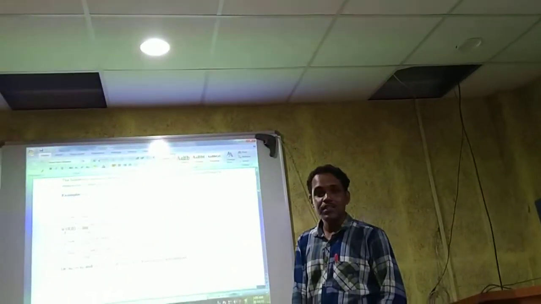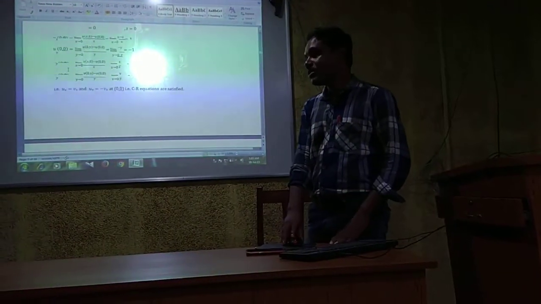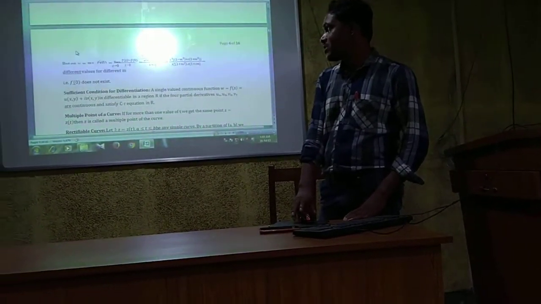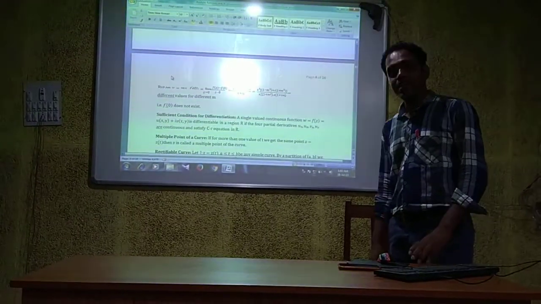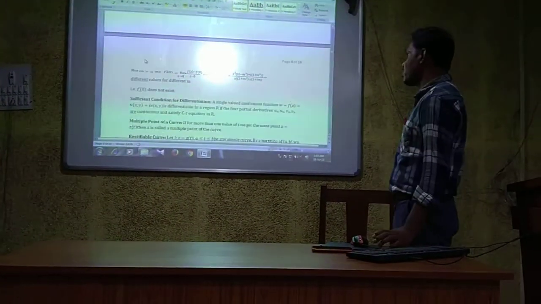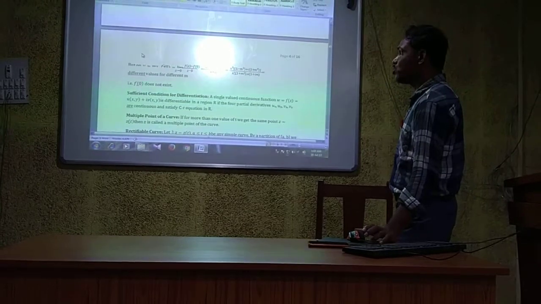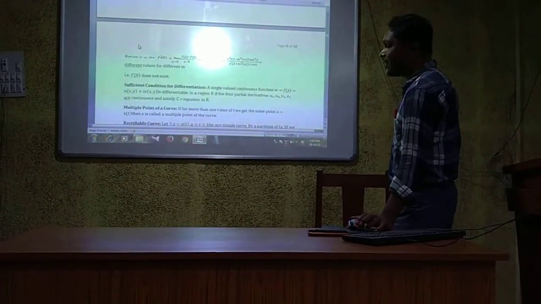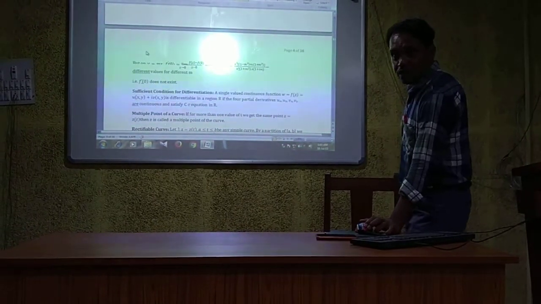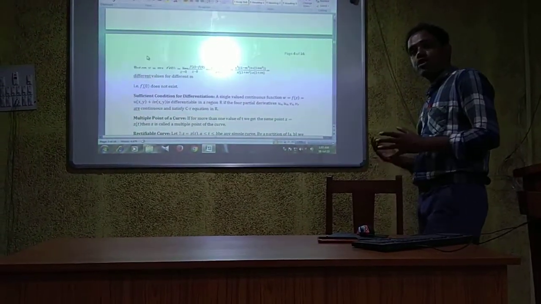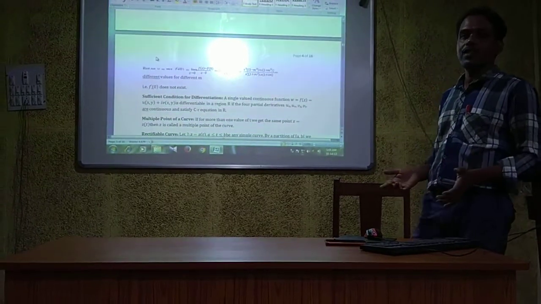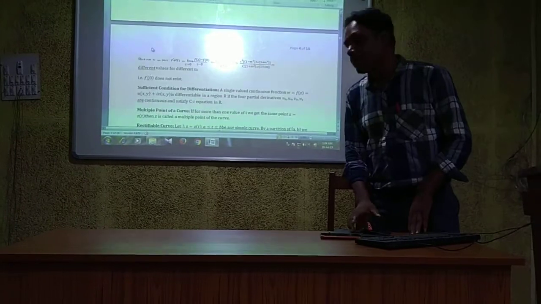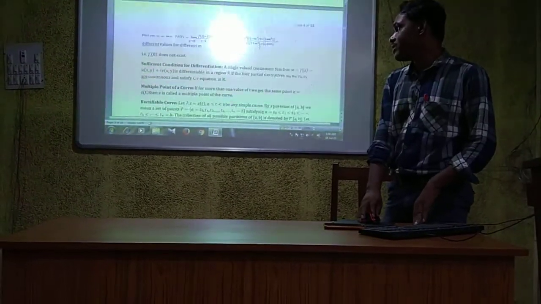Now the question is, what is the sufficient condition for differentiability? Okay, the next theorem is the sufficient condition for differentiability. A single valued continuous function f(z) equal to u(x,y) plus iv(x,y) is differentiable in a region R if the partial derivatives ux, uy, vx, vy all are continuous and satisfy the CR equation. These two conditions are the sufficient condition for differentiability.